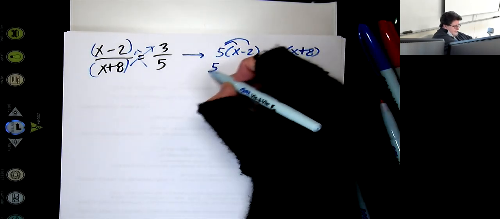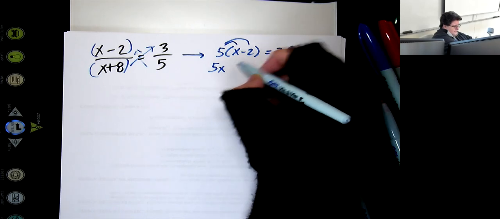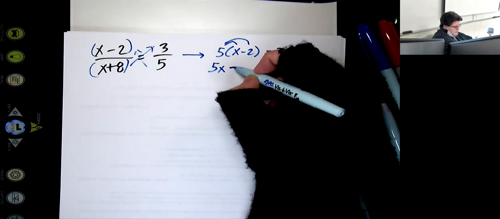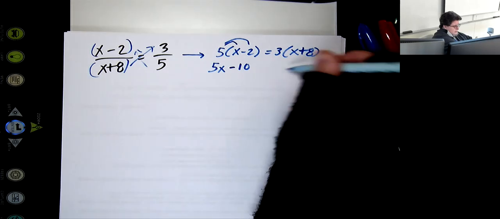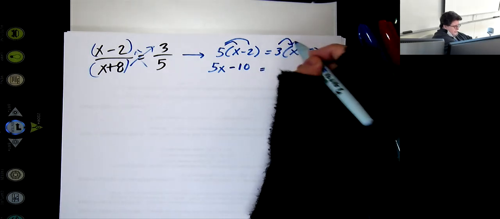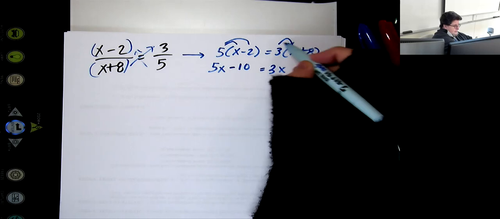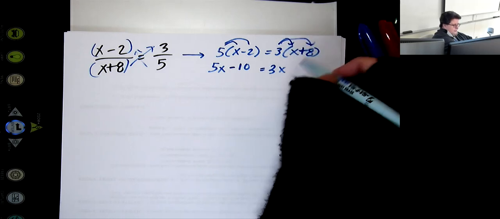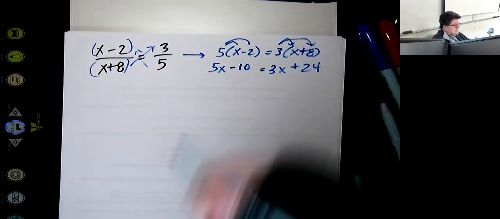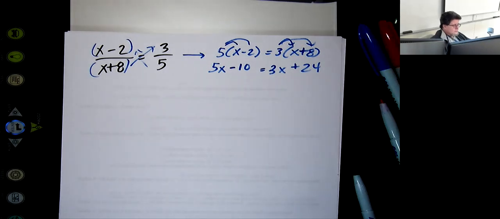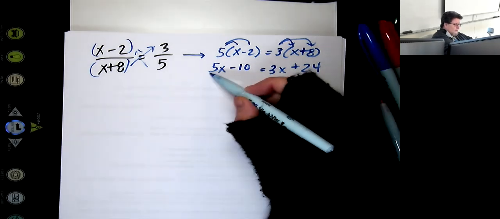If I distribute here, I have 5 times x plus 5 times negative 2. 5 times negative 2 is negative 10. Here I distribute the 3 to the x, I get 3x. And 3 times 8 is plus 24. Now I can choose to move the x's wherever I want. I tend to move the smaller one, that way the answer is positive. The end goal is for me to have a positive coefficient, or the number in front.